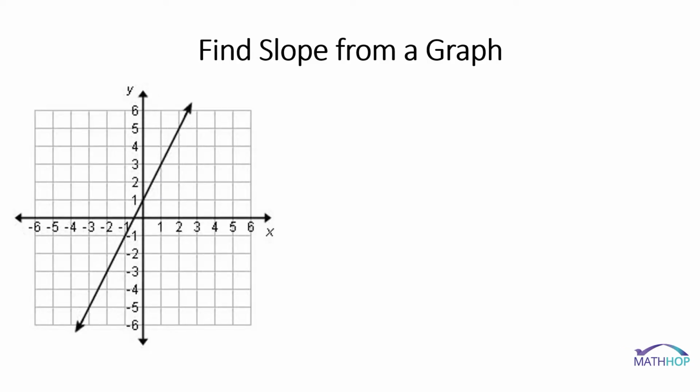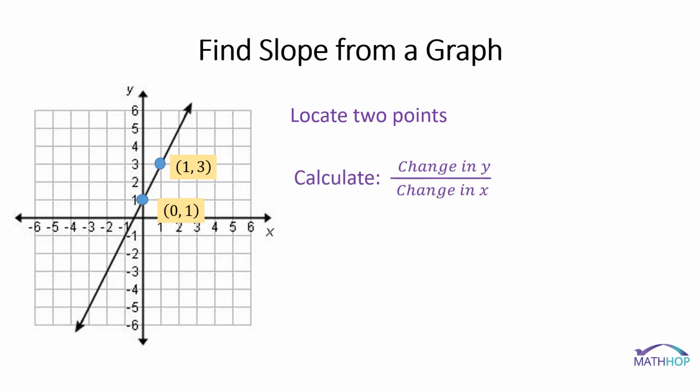We're going to take this graph. If we want to find the slope from this graph, we're going to locate 2 points. I'm going to pick 0, 1 and 1, 3. They seem easy. They're not anything I have to estimate. And we are going to calculate the vertical change and the horizontal change. And we will write it as change in y over change in x.